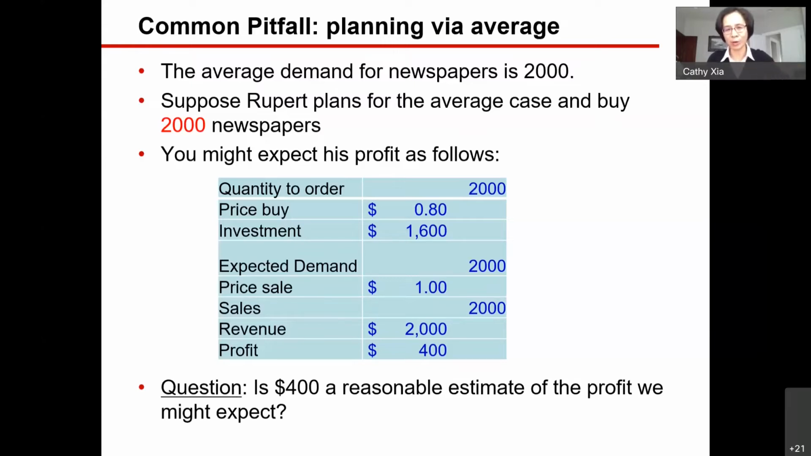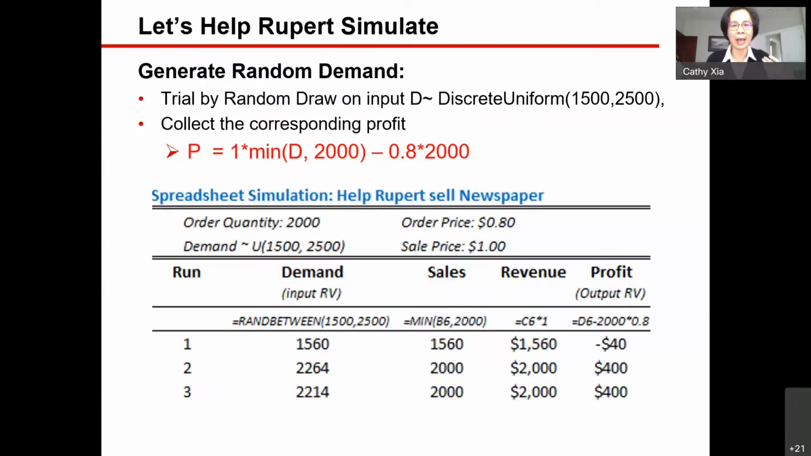Then you can quickly do the following reasoning. Every copy costs him 80 cents, so he puts an investment up front of 1600. Suppose he sells 2000 copies at $1 each, he makes a revenue of 2000. Therefore, we expect his profit is 400. This is a common approach, used a lot in practice. People basically plan everything based on expectation. But we're going to show the students that this is a problem.